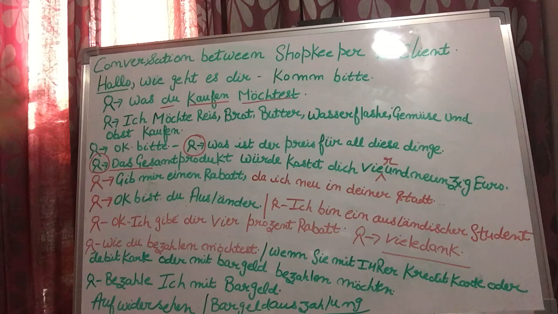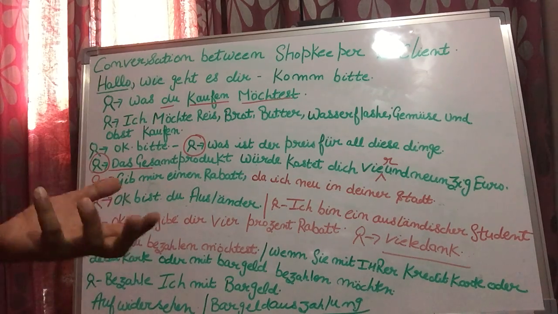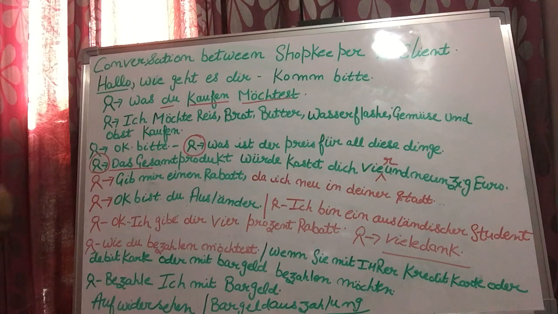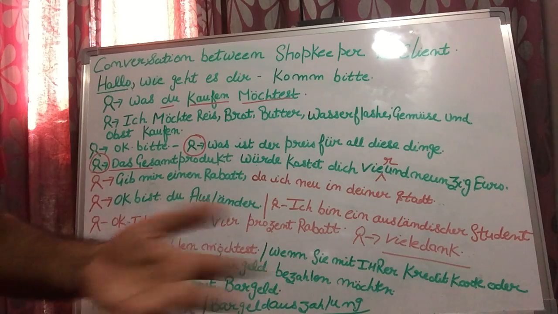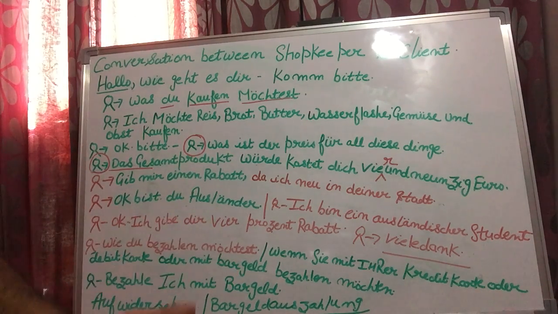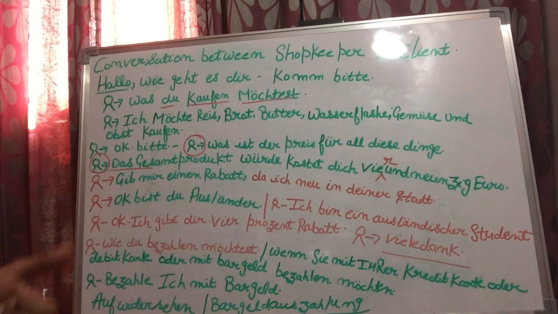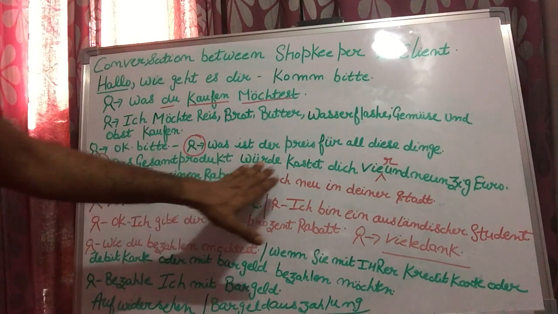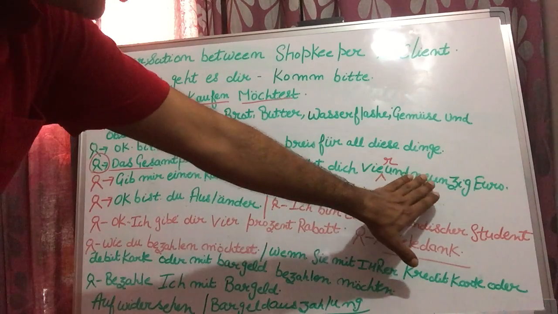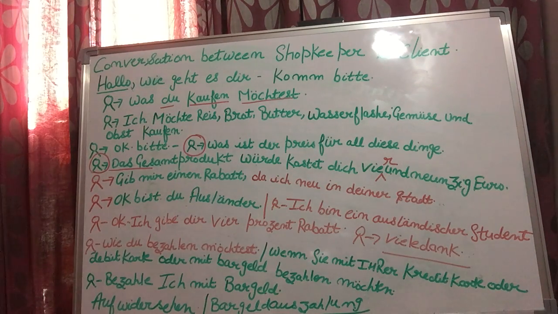So if you're saying the total product would cost you 94 euro, this is the conversation, guys, wherein for example, you go to Germany, and obviously you have to speak in German then. If you're learning German, I'm sure this video will help you out. So speak after me. Das Gesamtprodukt würde kostet dich 94 Euro. It means the total product would cost you 94 euro. Is that clear to you? Right? Can we move ahead?